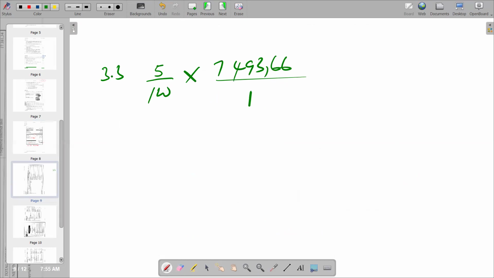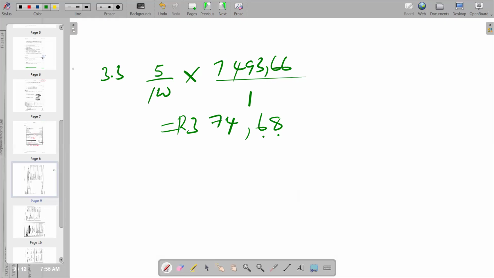So if you multiply there, you'll see that the answer that you are supposed to get is going to be 374 rands 68 cents. And obviously, you can round it off to 2 decimal places. So this is the interest that has to be charged. And we know that we are supposed to add it to the 7,493.66 so that we get the total amount that has to be paid.